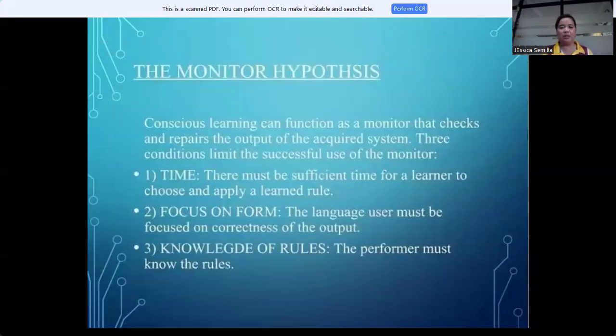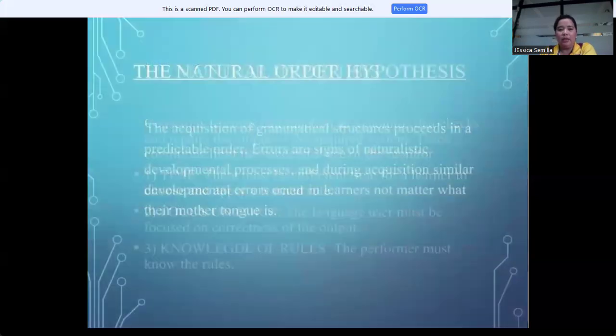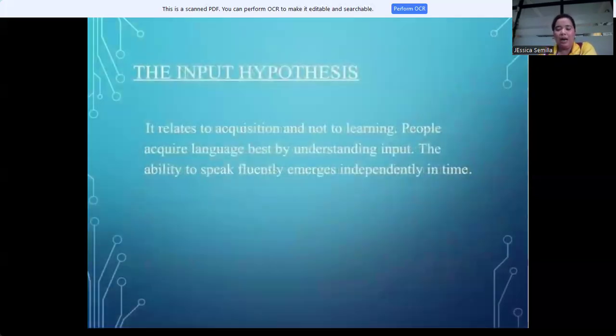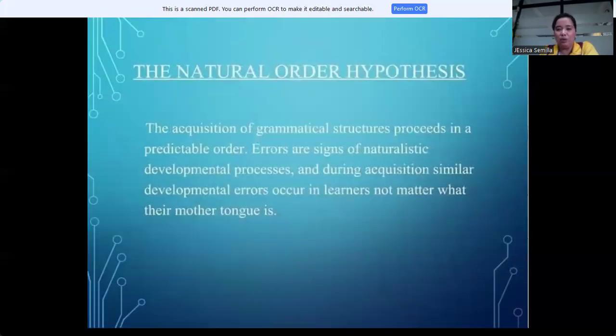So after that, looking at the rules, they try to monitor that, in a way that the students monitor their progress. So therefore they look into the time, focus on the form, and knowledge of the rules. Okay. So here at the natural order hypothesis, the acquisition of grammar proceeds in a predictable order. So looking at the developmental process and the acquisition of developmental errors in learners, no matter what their mother tongue is, because the focus is the target language. So that's the natural order hypothesis.